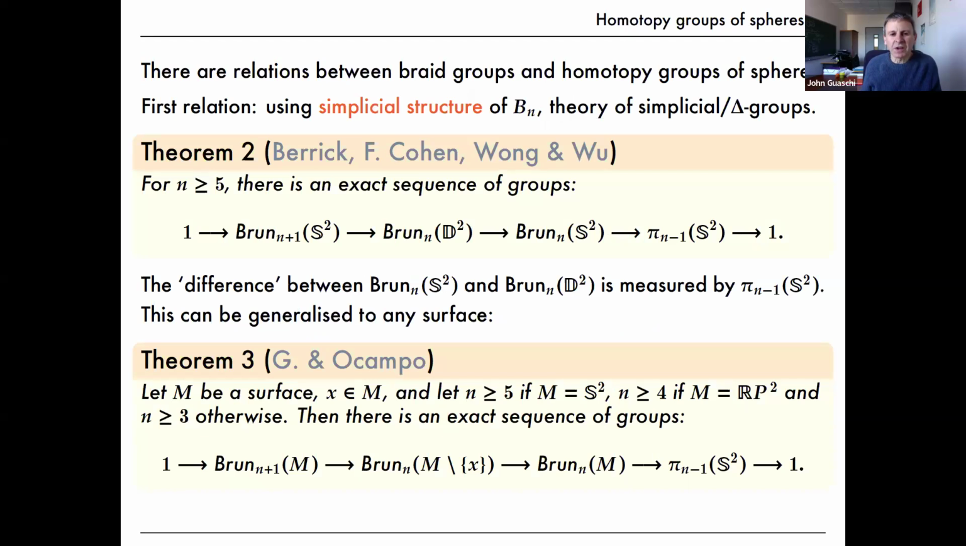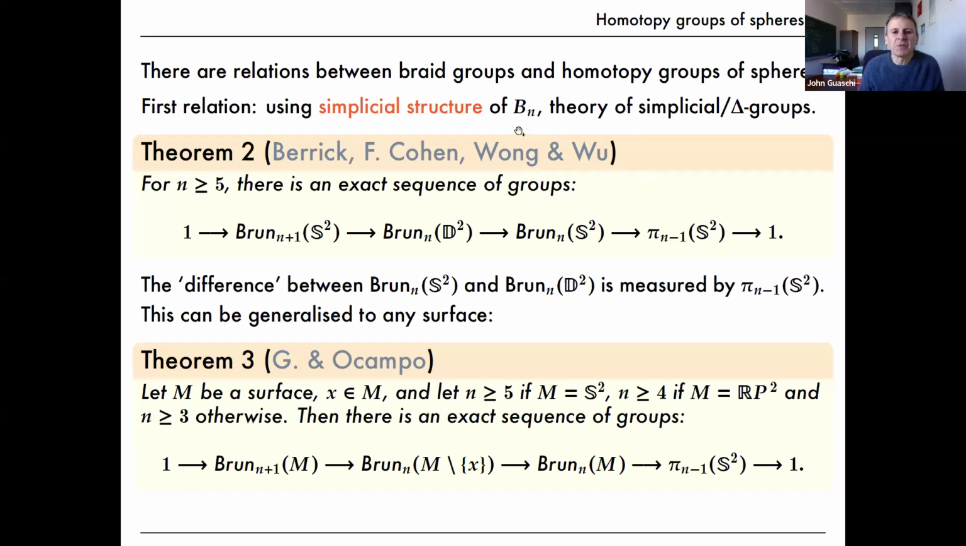So there is one other interesting aspect, which is going to be the aim of what's going to follow. Another interesting property of braid groups, surface braid groups, is that there are relations between them, and also between them and the homotopy groups of spheres. So this slide is not directly related to the rest of the talk, but it's just to give some other motivation for studying surface braid groups.